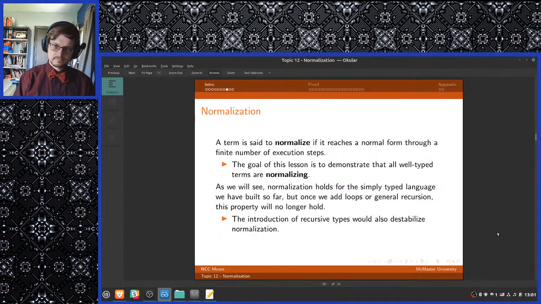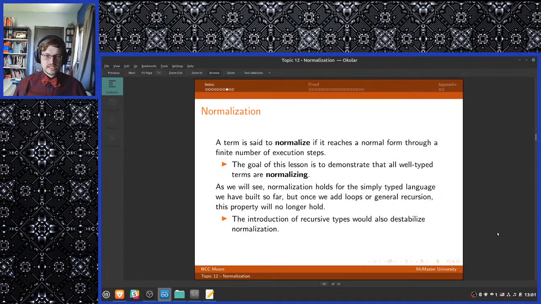Anyway, so let's move on to the idea of term normalization. A term is said to normalize if it reaches a normal form through a finite number of execution steps. The goal of this lesson is to demonstrate that all well-typed terms are normalizing.